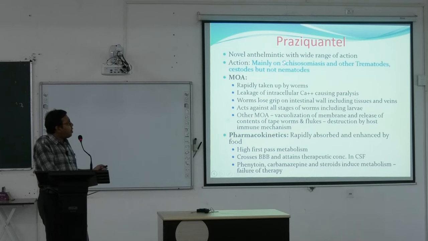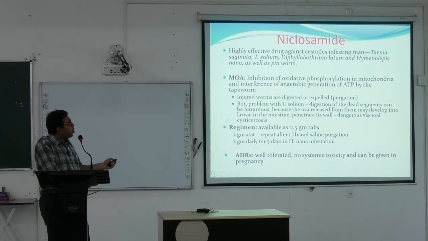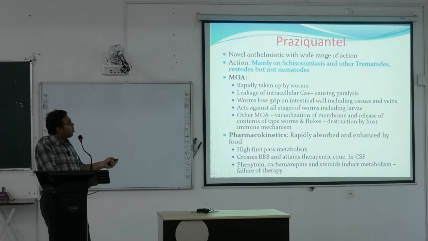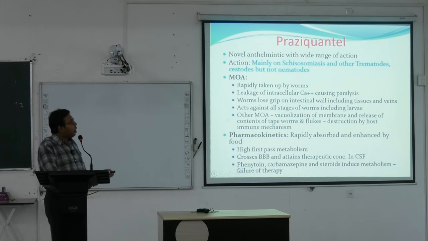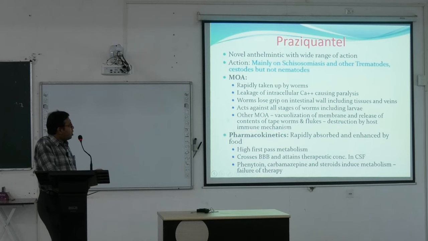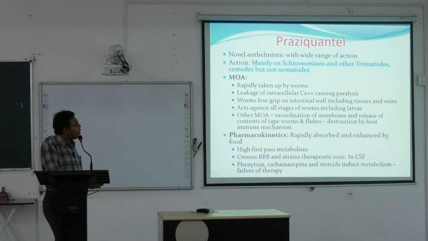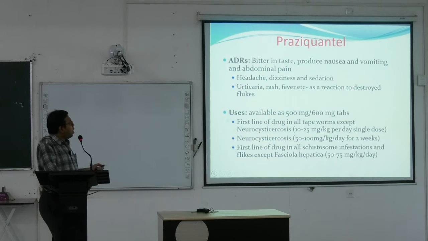Praziquantel is another novel anti-helminthic. It mainly acts on schistosomiasis and other trematodes. So remember, niclosamide acts on the cestodes, and praziquantel acts on the trematodes and cestodes but not any nematodes. They are rapidly taken up by the worms. Again, they cause paralysis, different types of paralysis occur. Similar type, details are not required, and they are also rapidly absorbed. So praziquantel mainly acts against schistosomiasis and other trematodes and some cases of cestodes but not any nematodes.